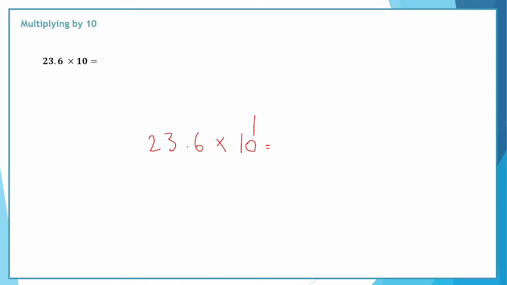We're going to look at this. So we see in this second number, there's 1 0, and we're going to look at this decimal point. So we're going to move this decimal point one place to the right because there's 1 0 here. So that will give us a final answer of 236. And there's our decimal point, so we're just going to put some zeros after. So that's how we multiply by 10.